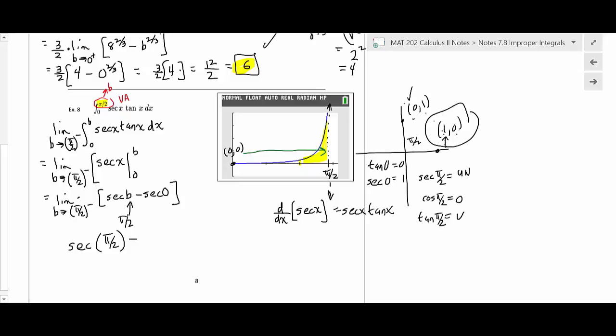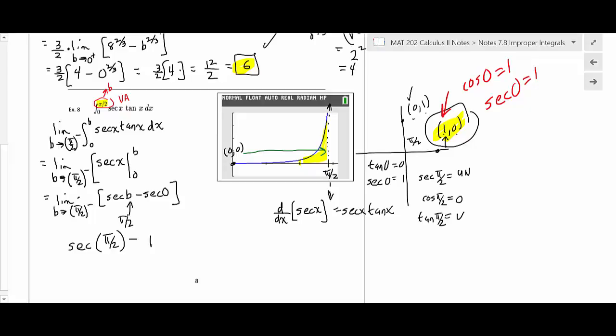What's the secant of 0 based on this point on the unit circle? 1, right? Everybody remember that? Cosine's 1. Cosine's the x value. So if the cosine of 0 is 1, then the secant is just the reciprocal of 1, so it's still 1. So that's going to be 1 like that.